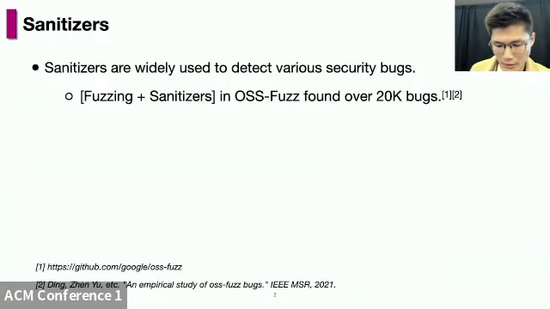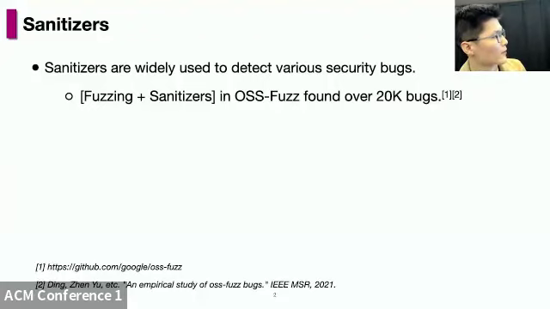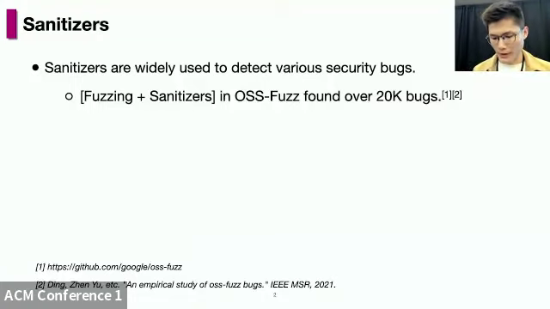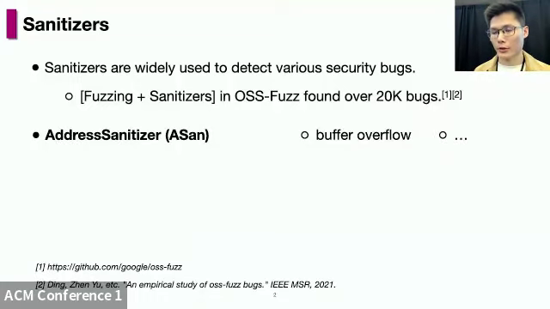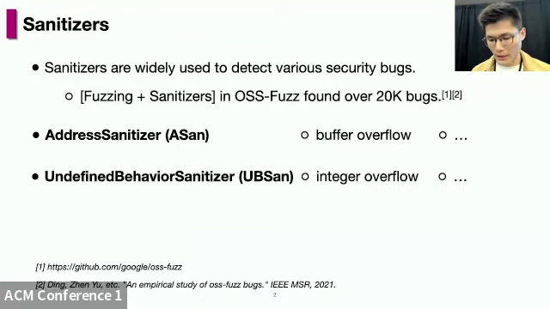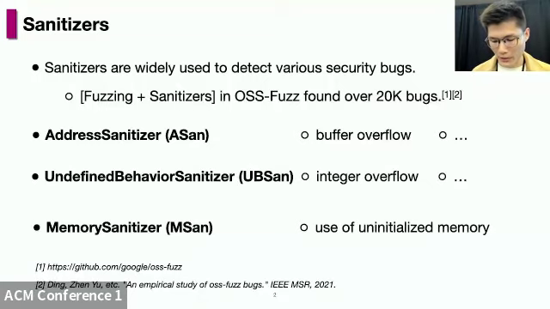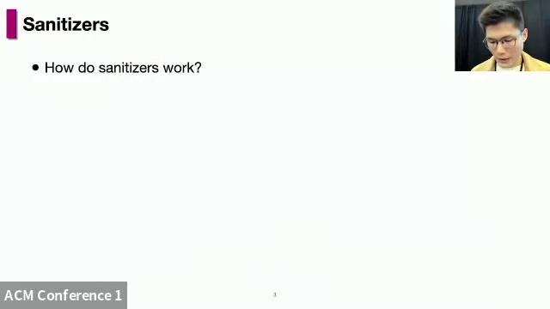So sanitizers are widely used to detect various security bugs. For example, when used in fuzzing, in OSS-Fuzz alone they have already found over 20K security vulnerabilities in popular open source projects. Popular sanitizers include AddressSanitizer for memory-related vulnerabilities such as buffer overflow, UBSan for bugs like integer overflow, or MSan for undefined behavior like use of uninitialized memory. So how do sanitizers work?